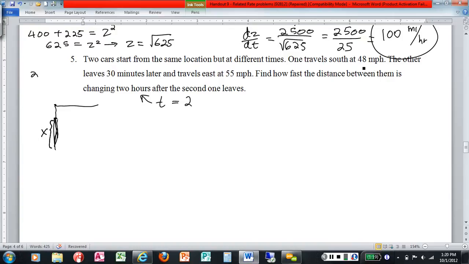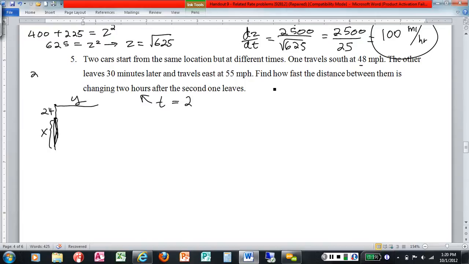If it's traveling 48 miles per hour, its head start would be... 48 miles per hour, so it'd go 48 miles in 1 hour, so it'd go 24 in 30 minutes, half an hour. So it got a 24-mile head start. And then the y would just be that. With me? Yeah, just take that as a head start.